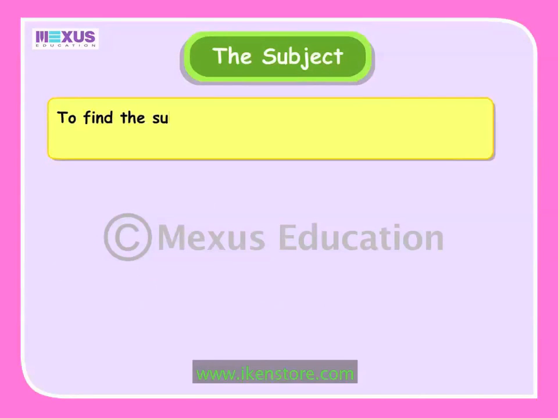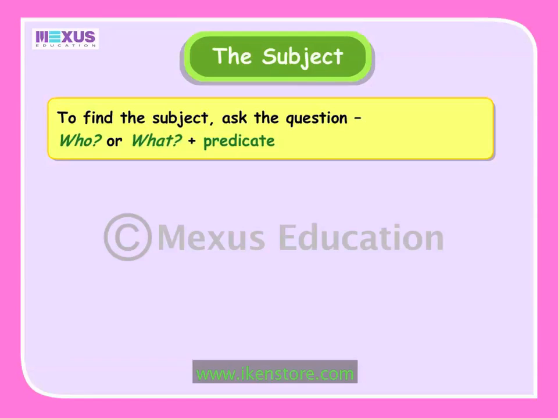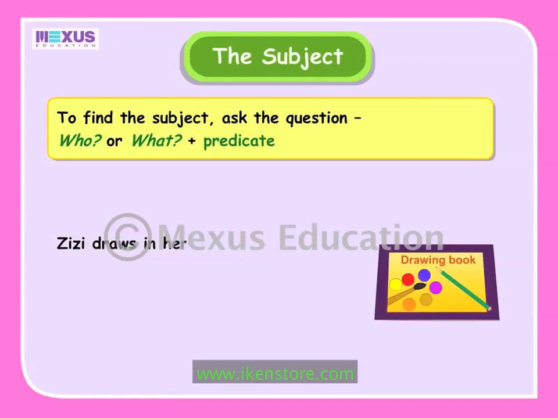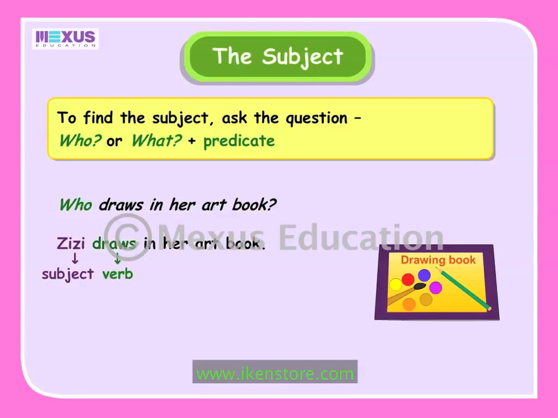We can find the subject of the verb by asking the question who or what along with the predicate. Let's use an example to explain this better. Zizi draws in her art book. Here, if we ask the question who draws in her art book, we get the answer as Zizi. So, Zizi is the subject of the verb draws.